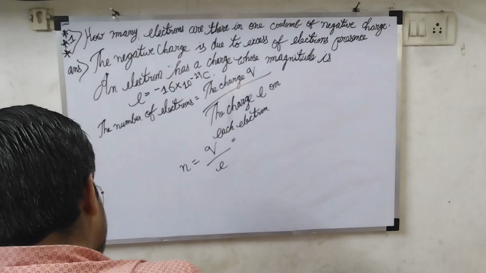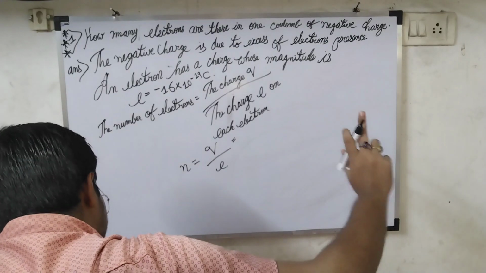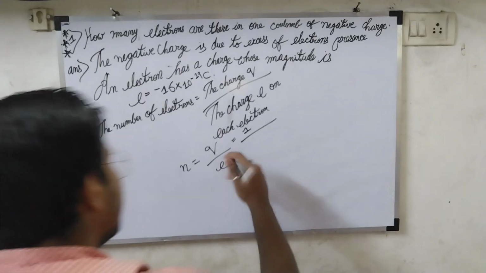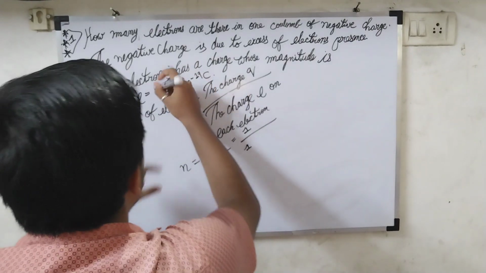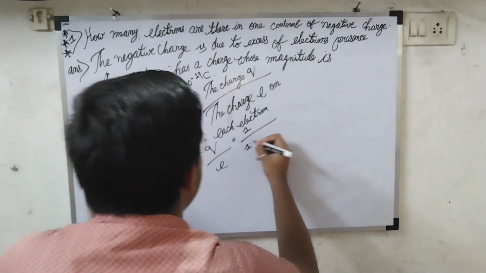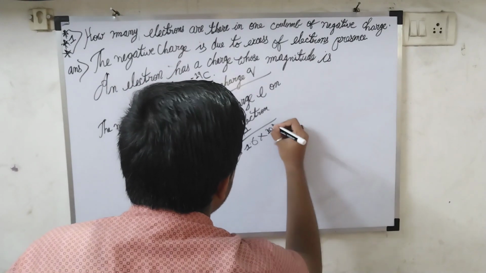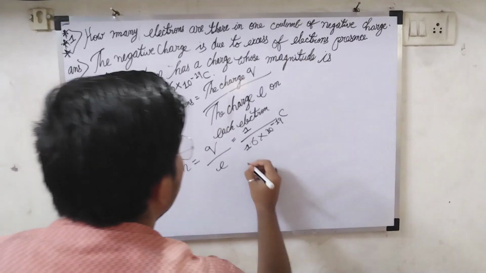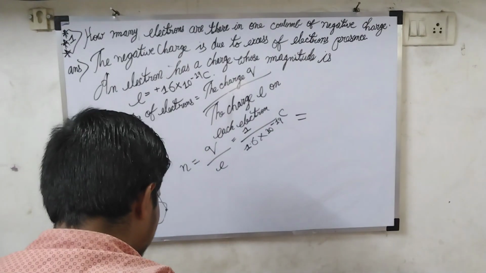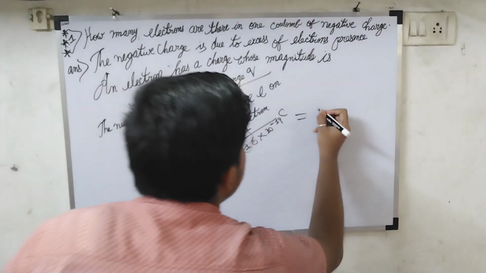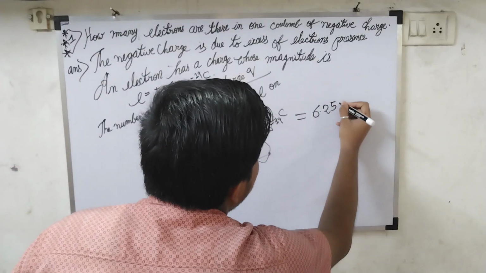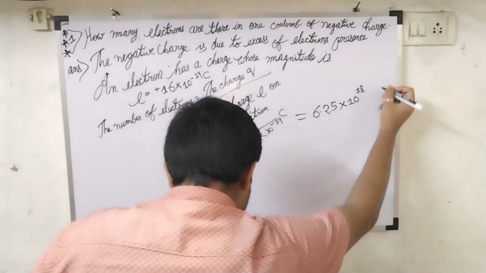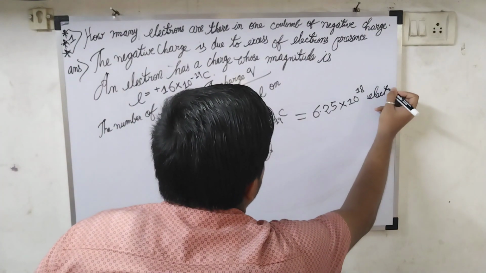So what was the charge? 1 coulomb. So we can write here 1. And what is the charge on each electron? Just avoid the sign over here in the sum: 1.6 into 10 to the minus 19 coulomb. Now what will be the answer? Just remember this: 6.25 into 10 to the power 18 electrons. Very good.